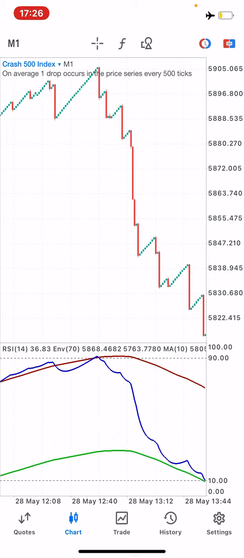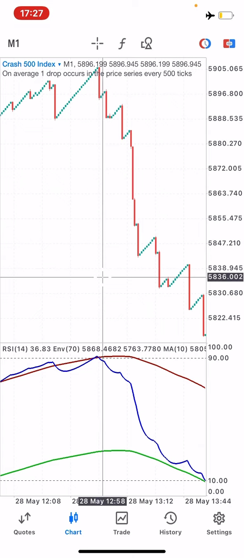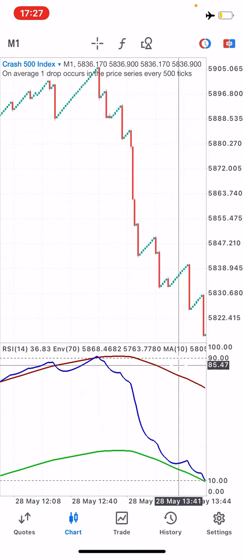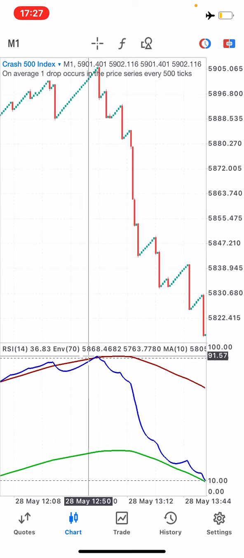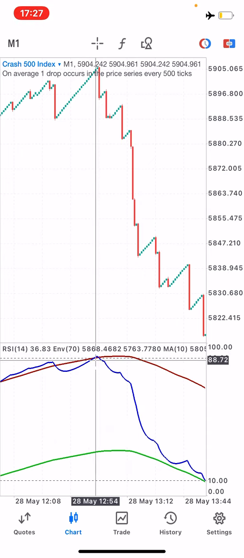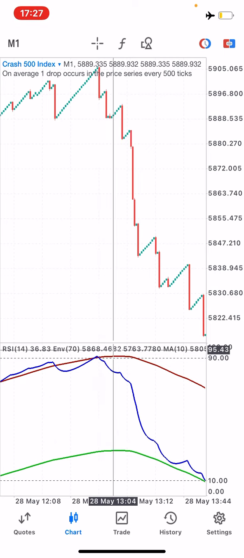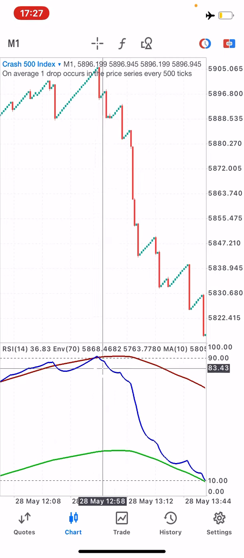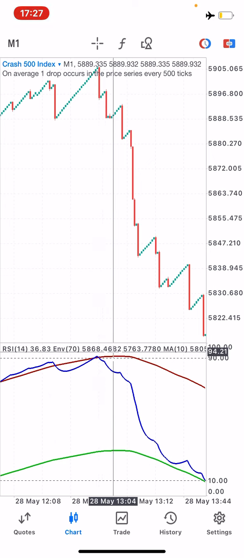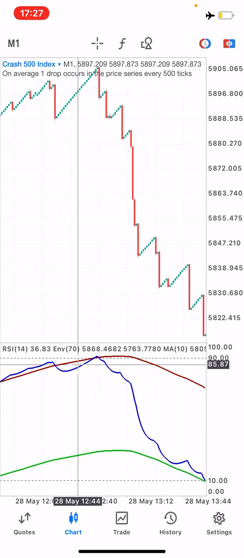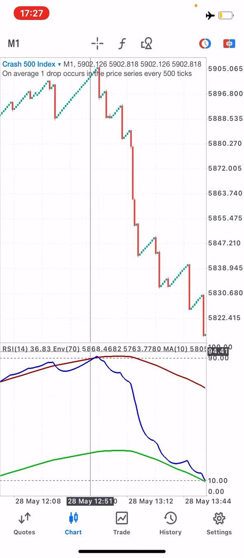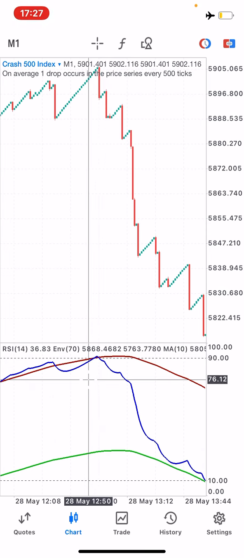The first thing that has to happen is you have to look for this red line, this upper band. Is it on 90 level or above 90 level? If it is right on 90 level and above, then that's the first condition for you to sell either crash 500, crash 1000, or crash 300, right? That's the first condition. If this red upper band is in the region of 90 going up. If it's below, please don't take that trade.